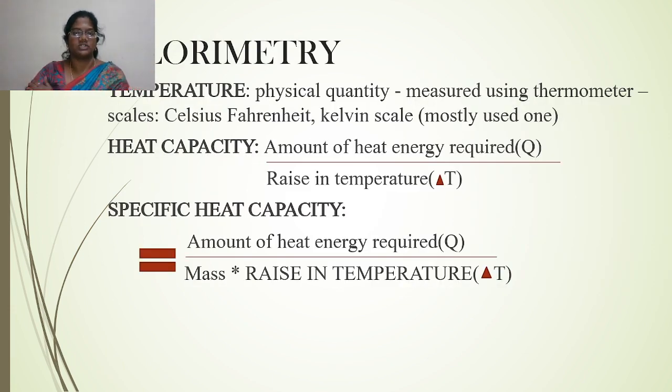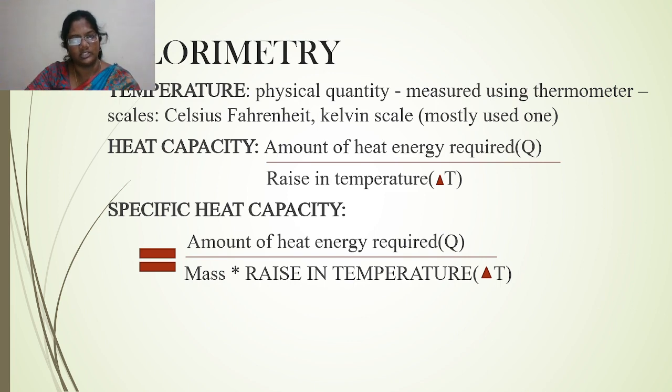Now, the measurements, the things that can be used to measure heat. Temperature is a physical quantity measured using a thermometer. Temperature can be measured using scales like Celsius, Fahrenheit, and Kelvin. The Kelvin scale is the most used one. When we are using standardized measures, we mostly use the Kelvin scale. Celsius and Fahrenheit are mostly used to resemble our body temperature.